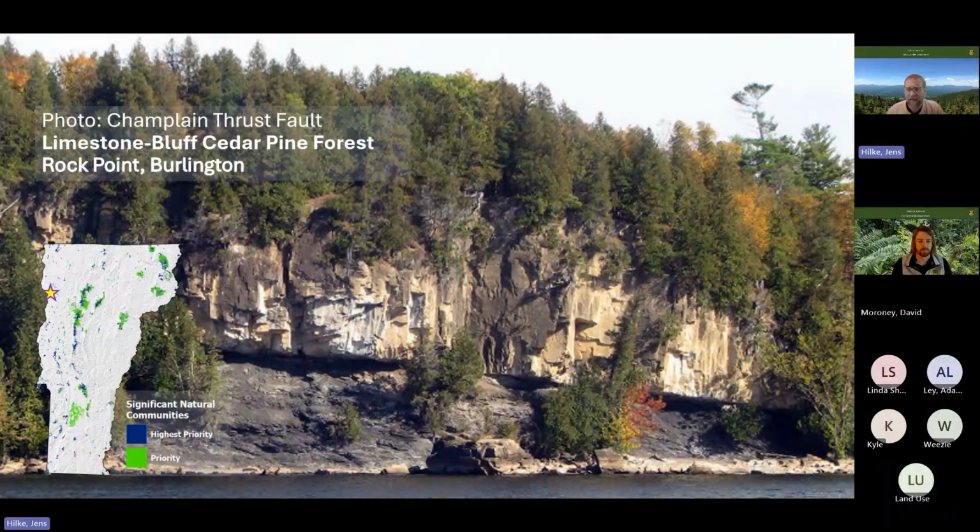And so these natural communities, some of them are quite common. For example, Vermont's northern hardwood forest, it's overwhelmingly birch, beech, and maple. And we have huge amounts of it across the state. And yet some of these are quite rare, like this limestone bluff cedar pine forest. And so natural communities is another type of coarse filter that allows us to capture groups of interacting plants and animals in their natural environments.